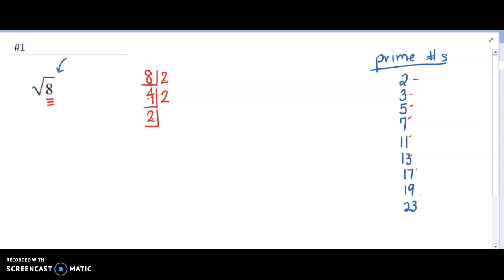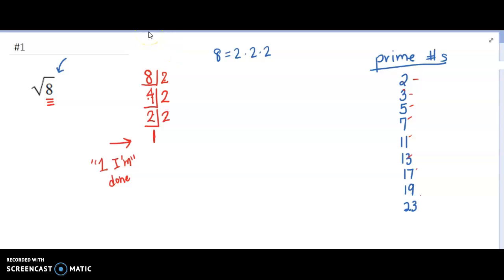Okay, what prime number goes into 2? Well, 2 does again. So 2 divided by 2 is 1. When I get to 1, I'm done. So basically what I said here is that 8 equals 2 times 2 times 2, which is true.